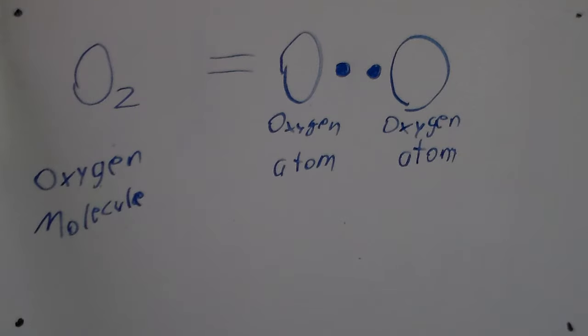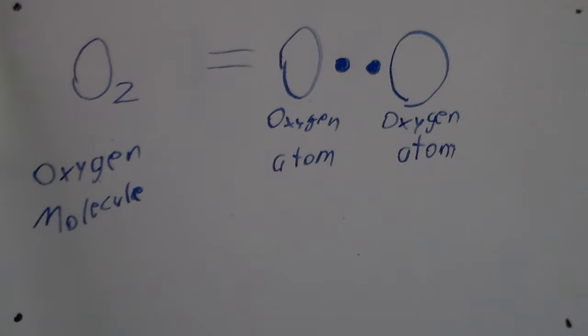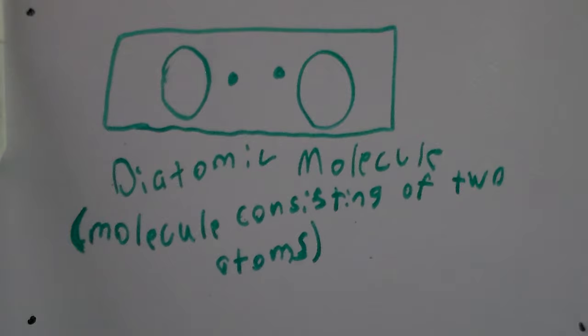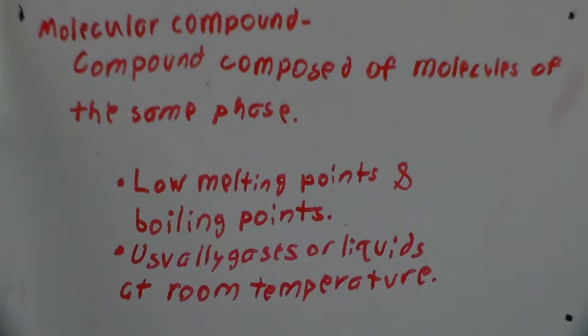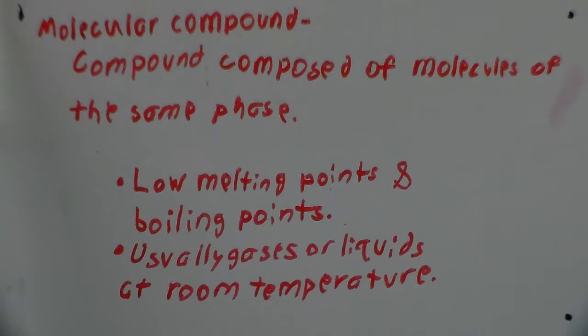For example, one oxygen molecule is the same as two oxygen atoms covalently bonded together. A molecule of oxygen is also a diatomic molecule, which is a molecule consisting of two atoms. A molecular compound is a compound composed of molecules of the same phase. They usually have low melting points and boiling points, and are usually gases or liquids at room temperature.